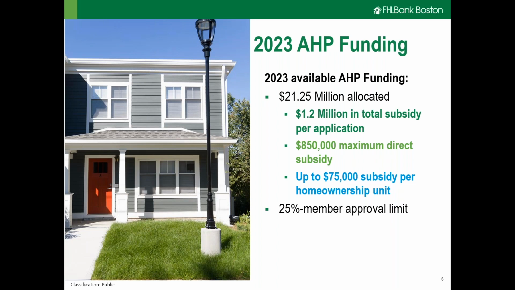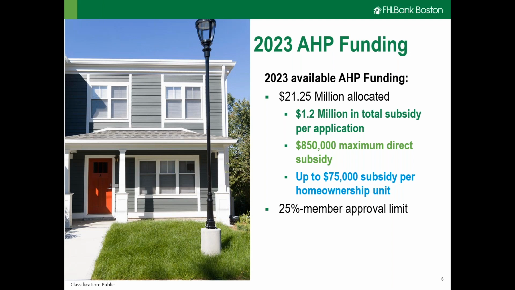So touching on just a couple of quick updates to the program. We've got more subsidy available this year. We're starting with 21.25 million of subsidy allocated, and we've made some significant increases in the amount of subsidy that any one application can apply for. The total maximum subsidy that any one application can apply for is 1.2 million. This is basically doubled from last year, where the limit was 650,000. Of that 1.2, 850,000 is the maximum direct subsidy capital grant that you can apply for. Again, this is an increase.